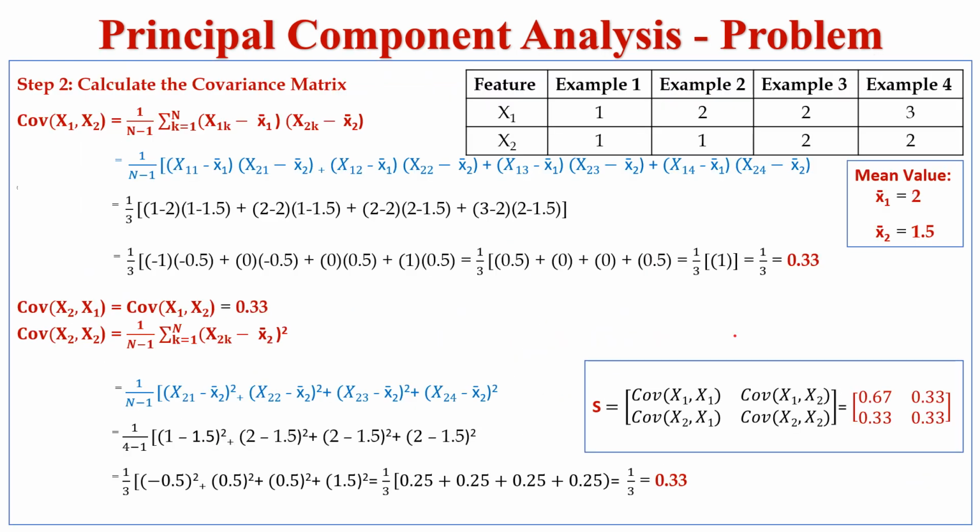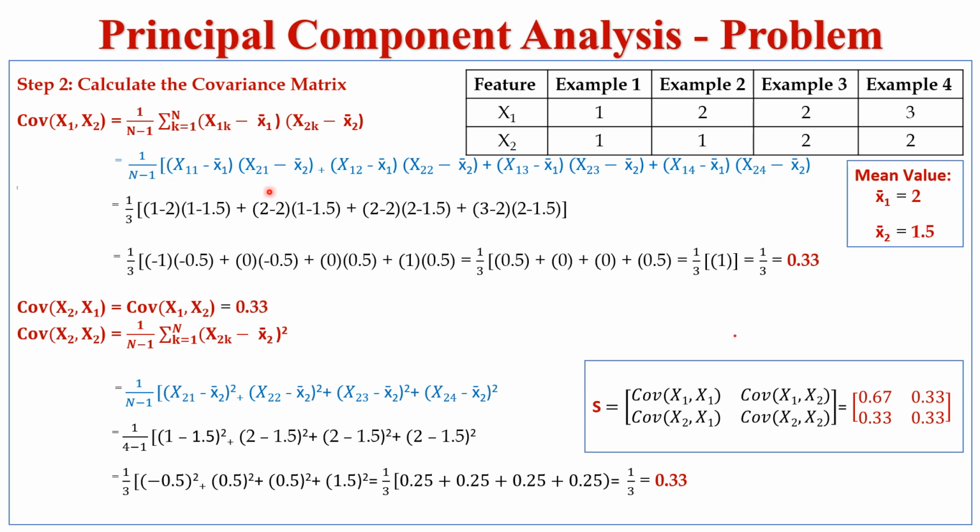The next step is calculating the covariance of x1, x2. The formula is 1 divided by n minus 1, summation of k equal to 1 to n, (x1k minus x1 bar) into (x2k minus x2 bar). If we expand this formula, we get 1 divided by n minus 1 times (x11 minus x1 bar) into (x21 minus x2 bar) plus (x12 minus x1 bar)(x22 minus x2 bar) plus (x13 minus x1 bar) into (x23 minus x2 bar) plus (x14 minus x1 bar) into (x24 minus x2 bar).